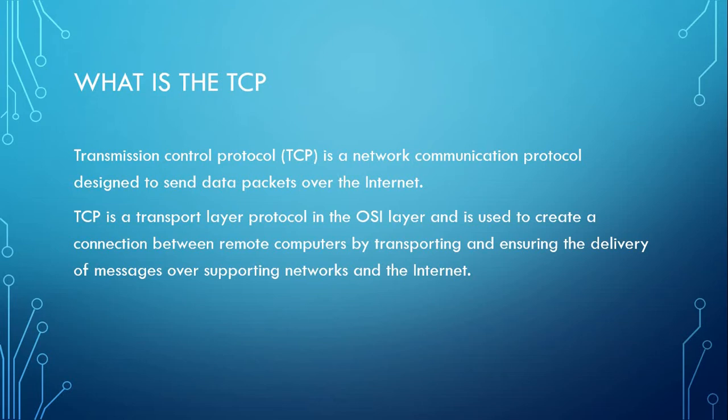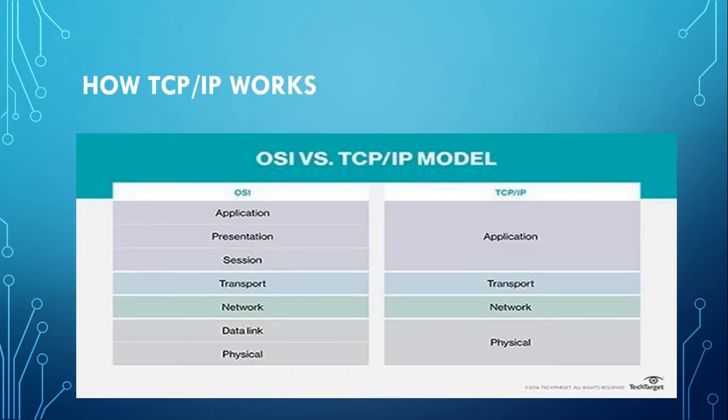IP defines how to address and route each packet to make sure it reaches the right destination. Each gateway computer on the network checks the IP address to determine where to forward the message. This is how TCP/IP works.